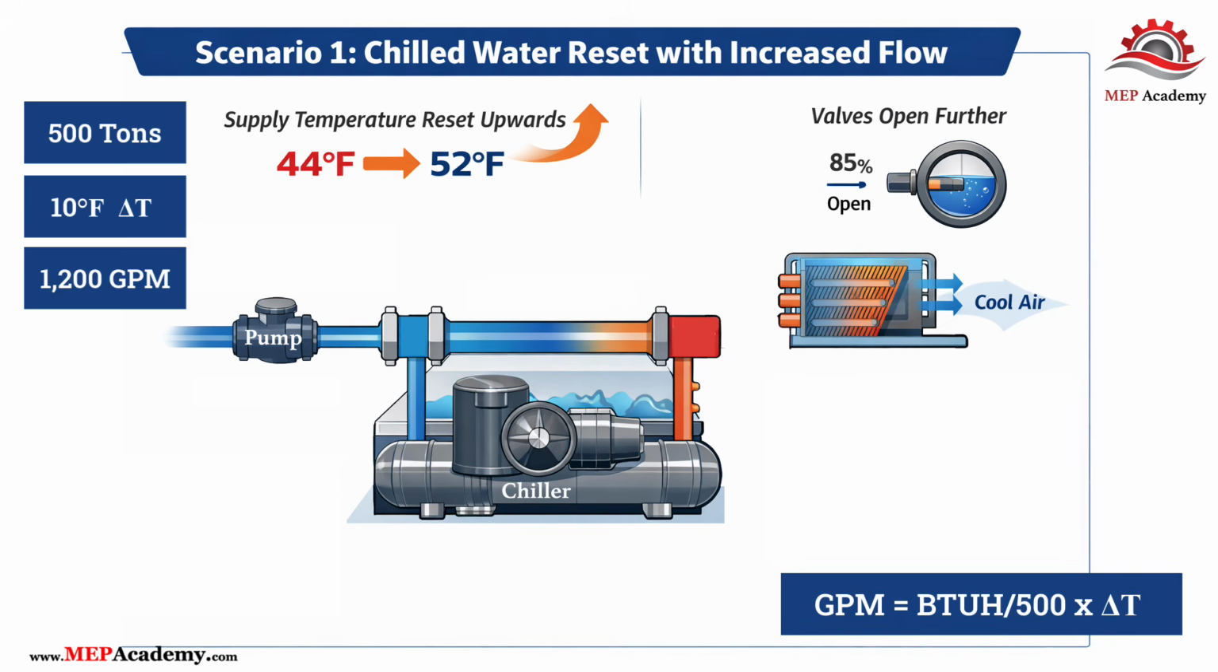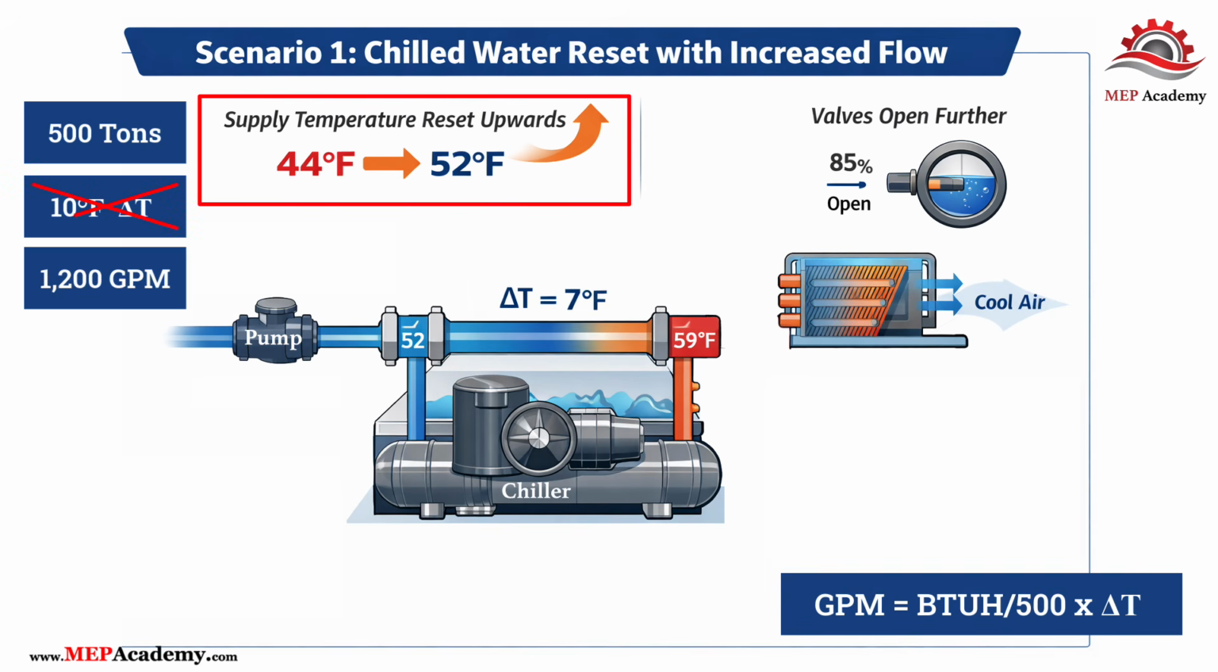Step 2. Why the supply temperature is reset upward. From the control system's perspective, cooling capacity appears to be available. Valves are not near wide open. Zone temperatures are stable, and supply air targets are being met. Based on these signals, not a known tonnage, the system allows the chilled water supply temperature to reset upward.